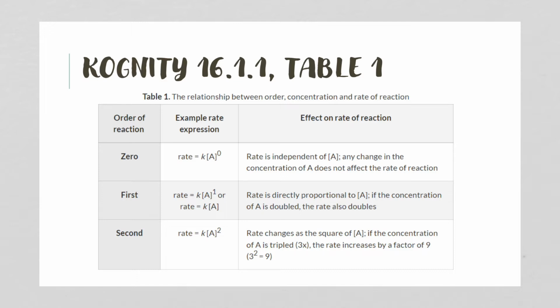A first order reaction would be rate equals k times the concentration of A to the power of 1, or just rate equals k times the concentration of A. You don't need to write the superscript 1. So what that means is the rate is directly proportional. So if I double the concentration, the rate would be doubled. So it would be proportional. A second order reaction would be rate equals k times the concentration of A to the power of 2. Rate would change as the square of A. So if the concentration gets tripled, the rate gets increased by a factor of 9. If it gets doubled, it would increase by a factor of 4, and so on.